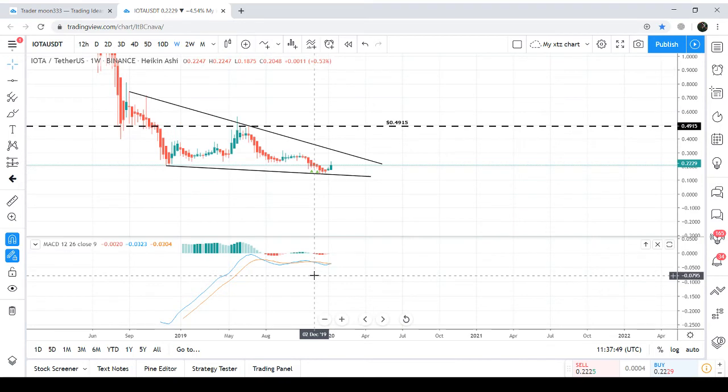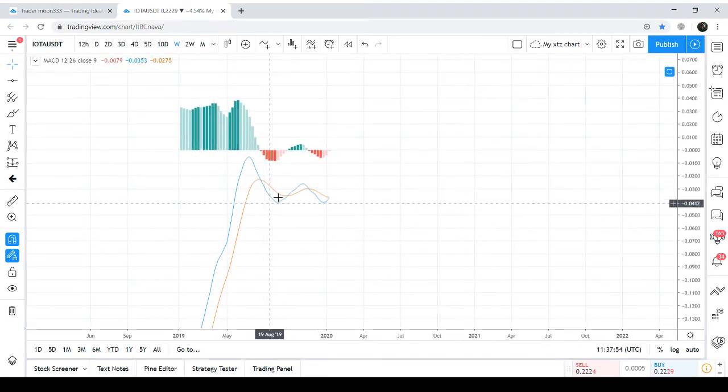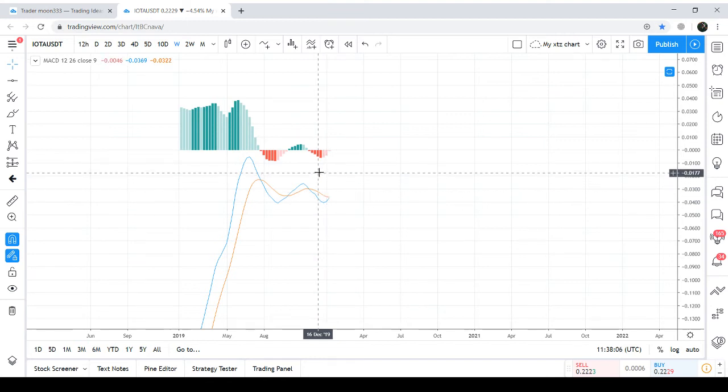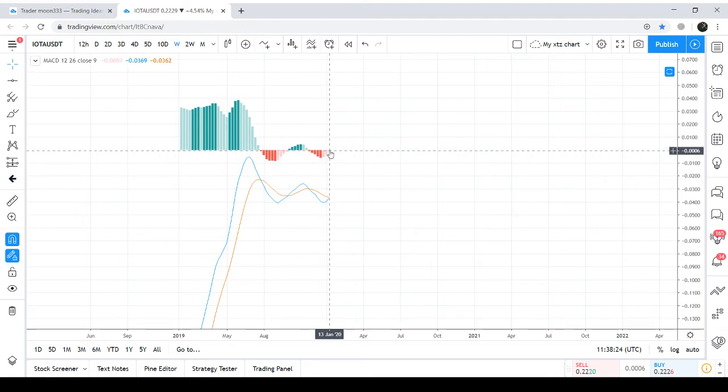And now you can see, finally, a bull cross is almost formed between the moving averages of the MACD, or moving average convergence divergence indicator, and the histogram is turning bullish. You can see it was strongly bearish in dark red, and now the histogram is in a dull red color. Here we have the biggest bar, this is the small bar, and this is the smallest bar.